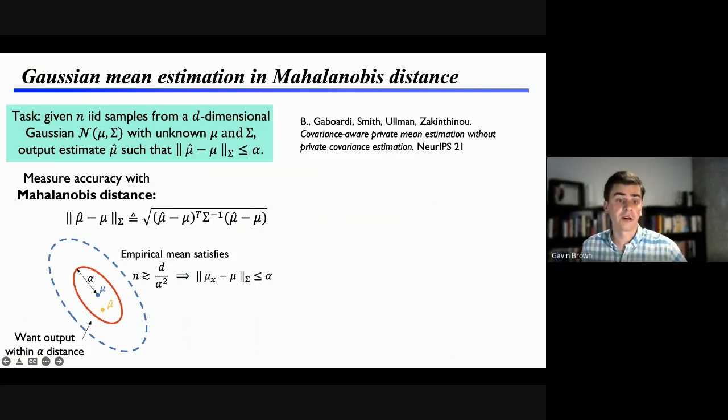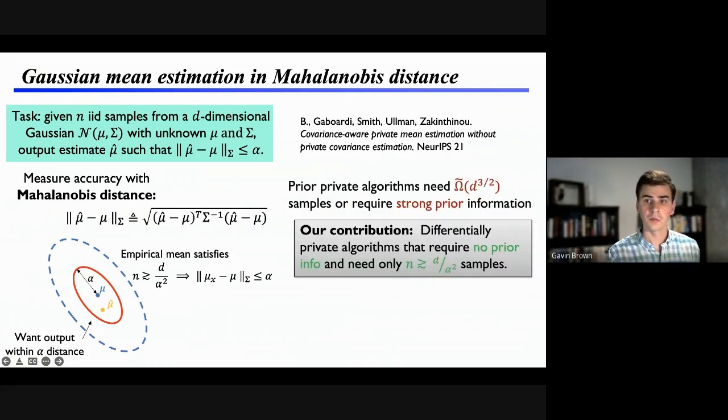Without privacy, we can use the empirical mean. And if the number of samples is roughly greater than d over alpha squared, then the true mean will be within alpha Mahalanobis distance of the empirical mean with high constant probability. Prior private algorithms for this task needed either d to the 3/2 samples or required strong prior information. Our contribution is differentially private algorithms that require no prior information about mu and sigma and need only roughly d over alpha squared samples for moderate values of the privacy parameters.